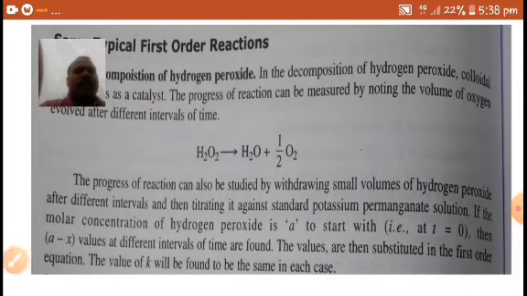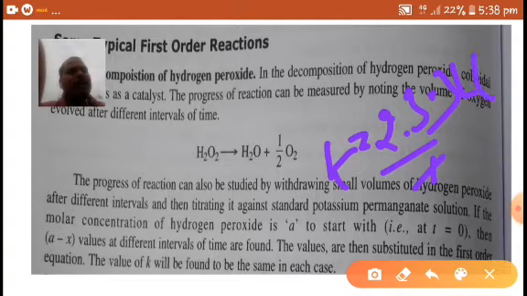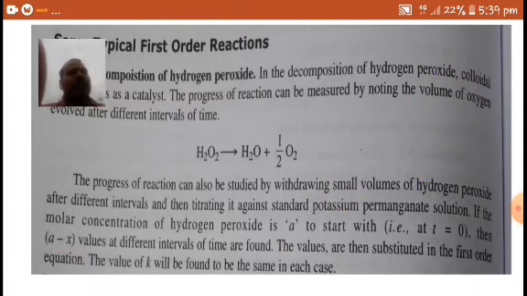The progress of the reaction can also be studied by withdrawing small volumes of hydrogen peroxide after different intervals and then titrating it against standard potassium permanganate solution. If the molar concentration of hydrogen peroxide is a to start with, then a minus x values at different intervals of time are found. The values are then substituted in the first order equation. What is the first order equation? k is equal to 2.303 by t log a by a minus x. So by substituting a values and a minus x values, we will get these k values, right?